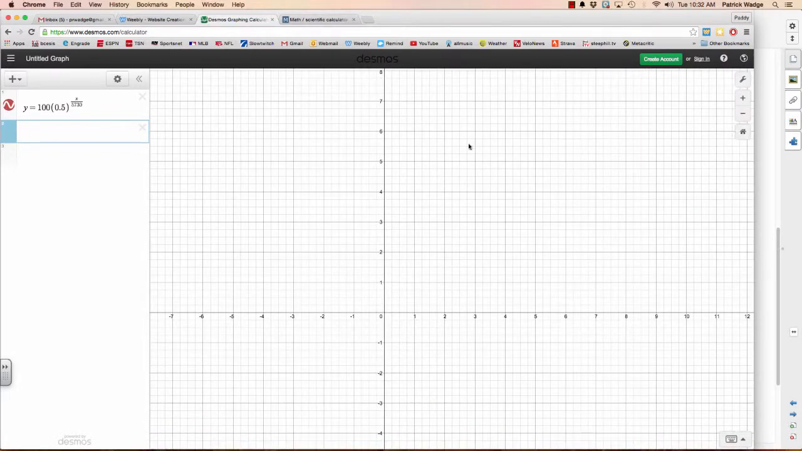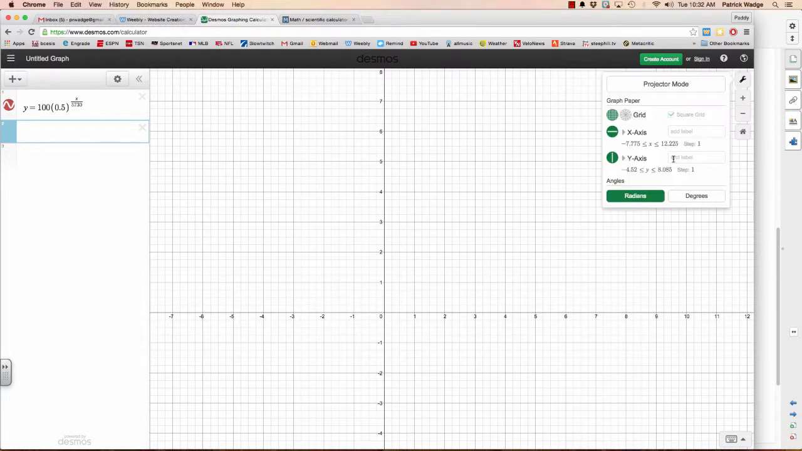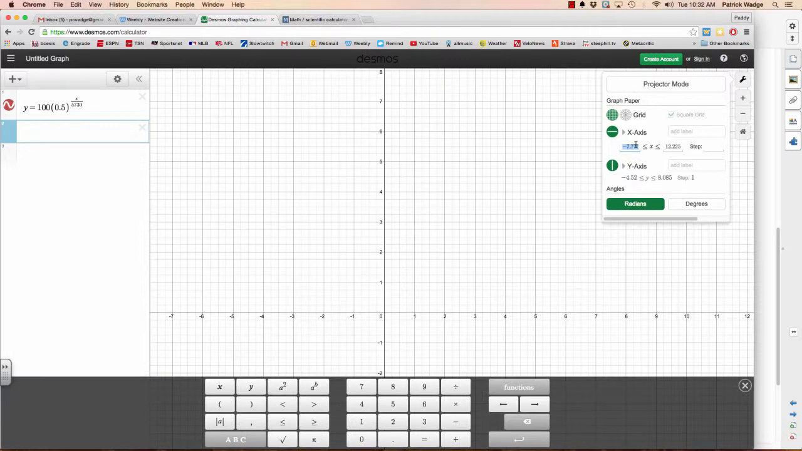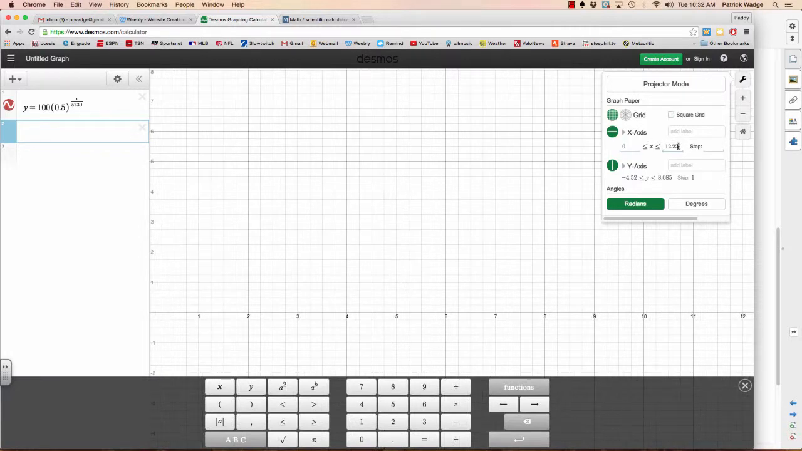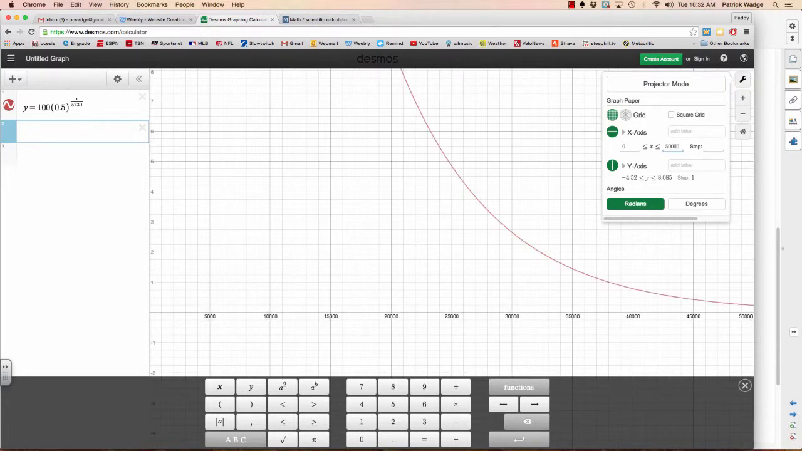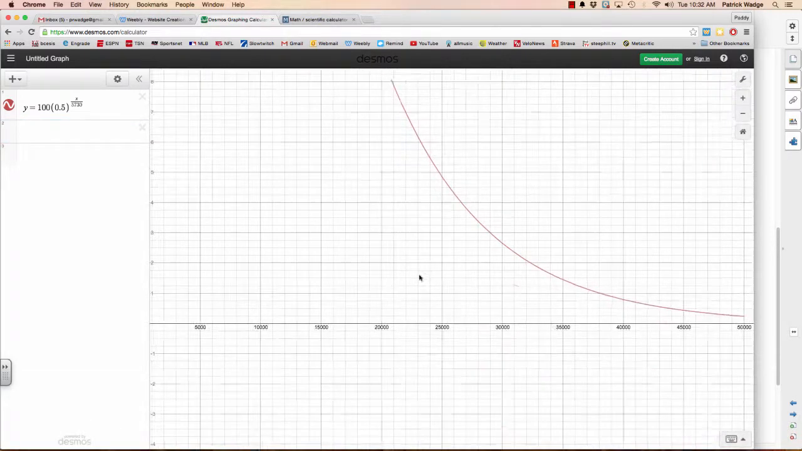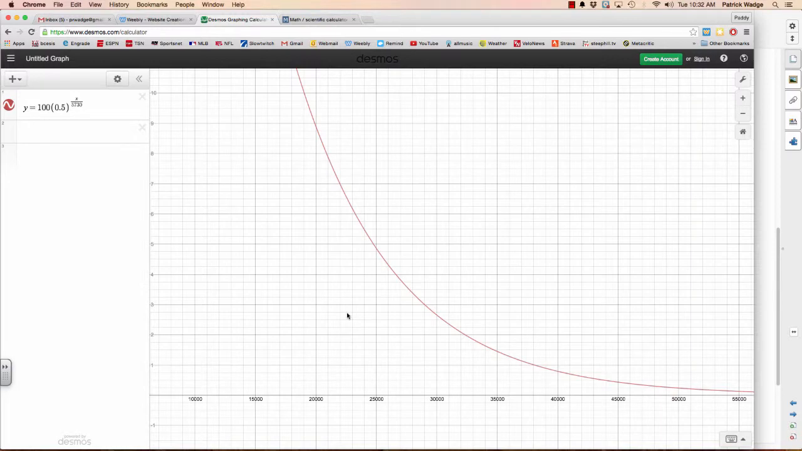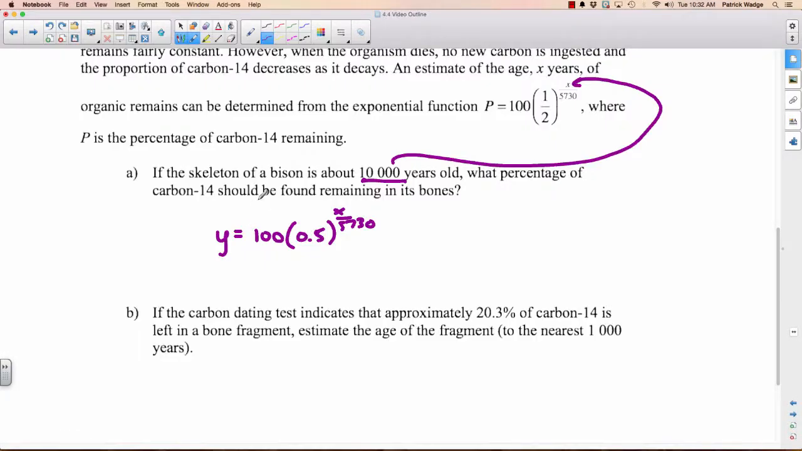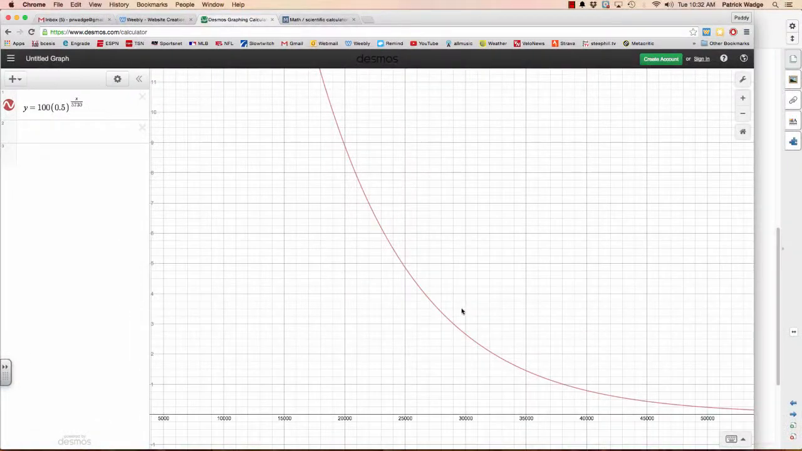Remember, the x value we put in was 10,000. We're interested in what's at 10,000, so we definitely want to have huge x values. Why don't we put x going from 0 to 50,000 maybe? And this looks much better. We now can see the graph pretty nicely. We want to know in this first question, if the bison skeleton is 10,000 years old, how much carbon-14 is there? So the x value is 10,000.